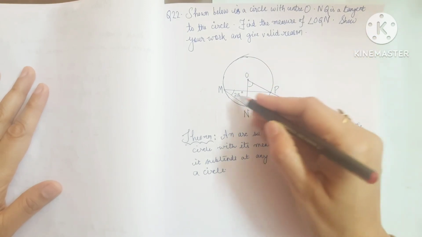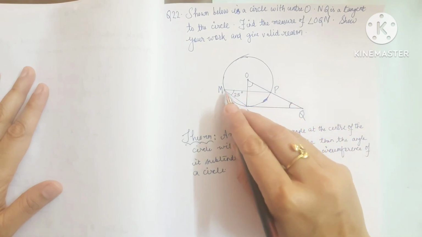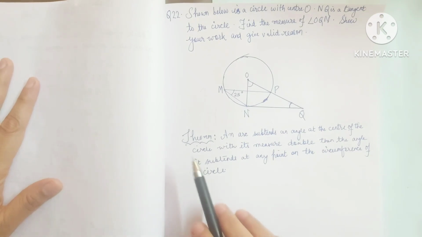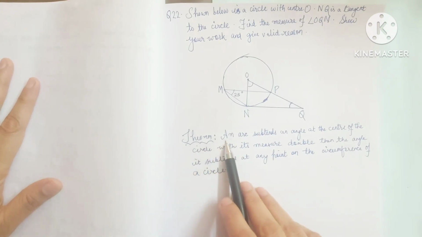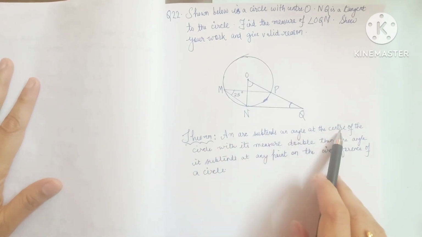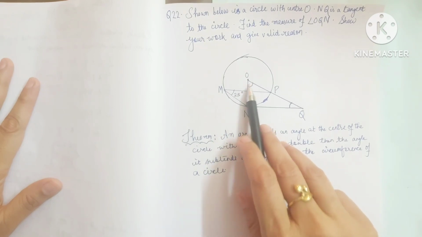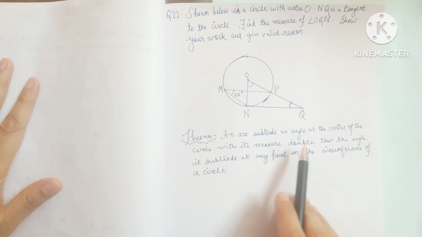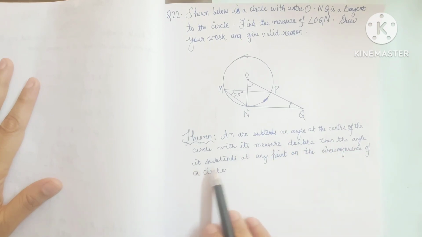Same NP arc is making another angle on point M, which is on the circumference of the circle. You have read a theorem in your class 9 which said that an arc subtends an angle at the center of the circle, and that angle's measure is double the angle it subtends at any point on the circumference of a circle.